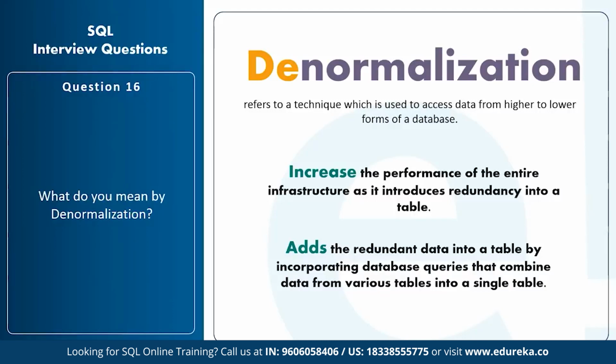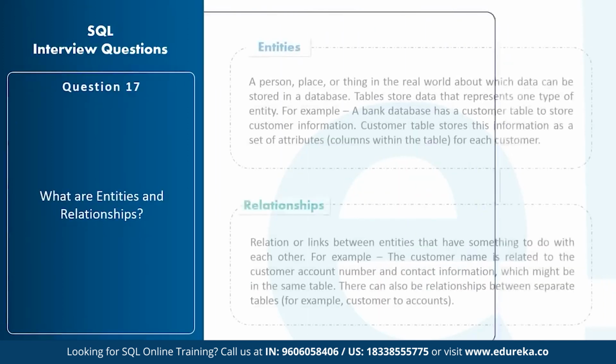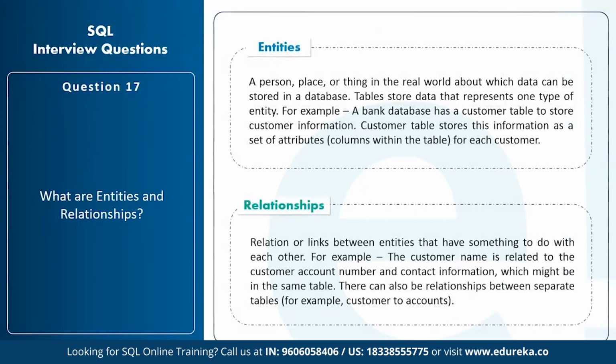So I hope I'm clear with this point. Now moving forward to the next question, that is, what are the entities and relationships? Let me explain what entities are first. Entities can be anything like a person, place, or a thing in the real world about which data can be stored in a database. So tables store data that represent one type of entity.